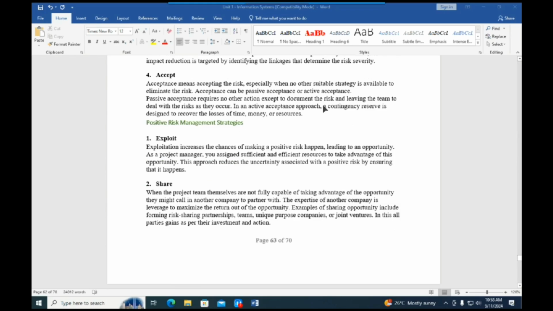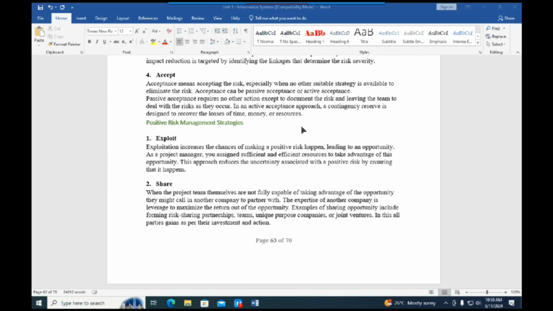Number four is accept. Acceptance simply means accepting the risk, especially when there is no other strategy that is suitable to eliminate the risk. So we can have passive acceptance or active acceptance. Passive acceptance requires no action except to document the risk and leave the team to deal with the risk as it occurs.